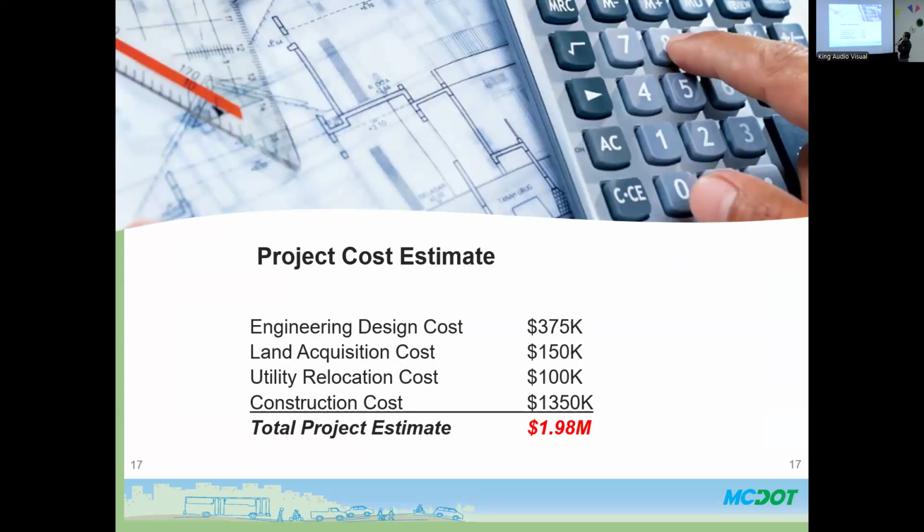Okay, so this gives you a breakdown of the project cost. Overall, we're estimating it to cost about $1.98 million. With the design cost at about $375,000, about $150,000 for land acquisition, and relocating some utilities will be $100,000. And most of the project cost, as with most projects, is the construction, which is at $1.35 million. Next slide, please.